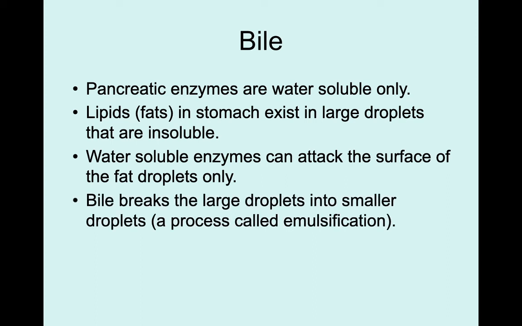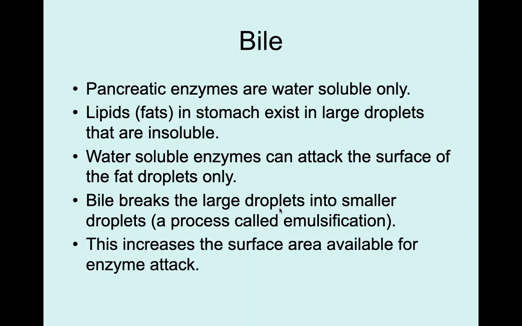So what does bile do? Bile is an emulsifier. It does what we call emulsification. What this means is that it breaks those large droplets of fat into many smaller droplets of fat. This increases the surface area available for attack of those pancreatic water-soluble enzymes and helps the fats to be digested much more quickly so that all the fat in the food that you eat can be digested before the material gets to the end of the small intestine.